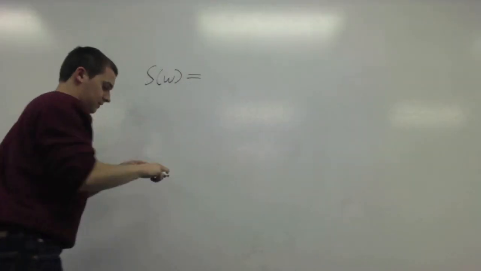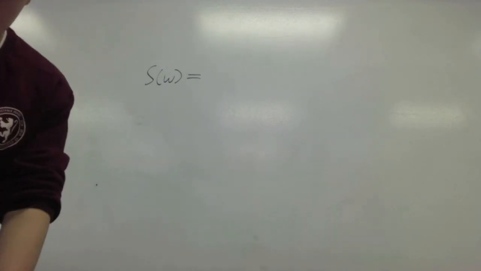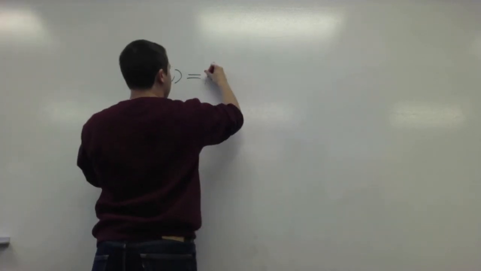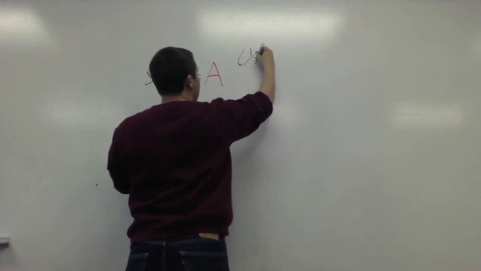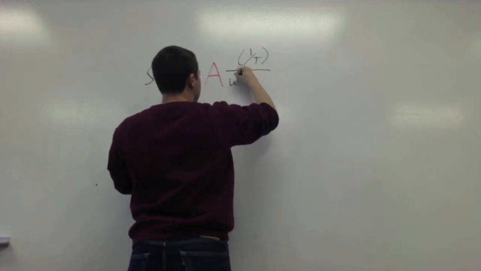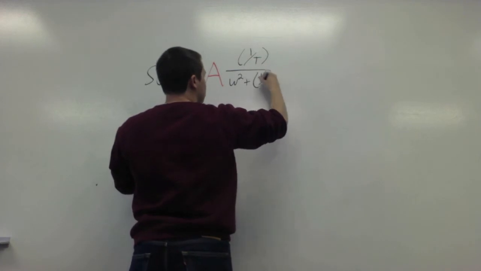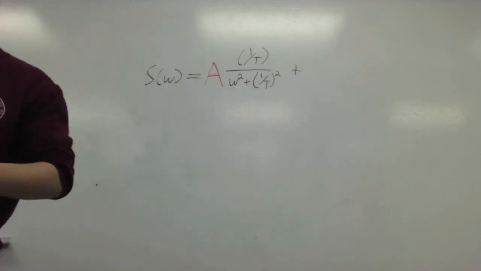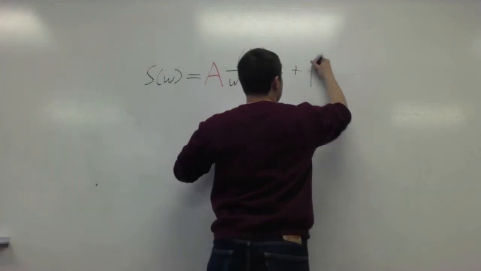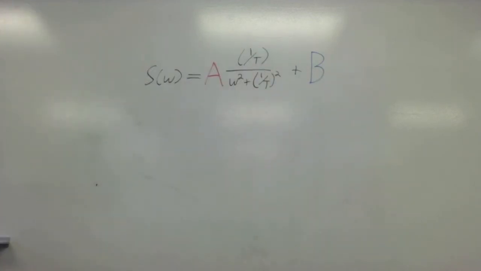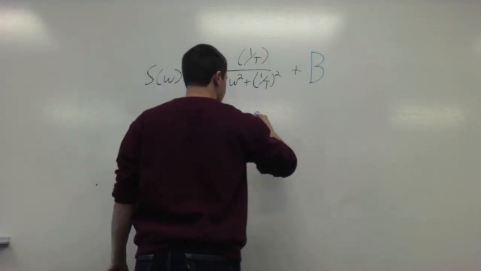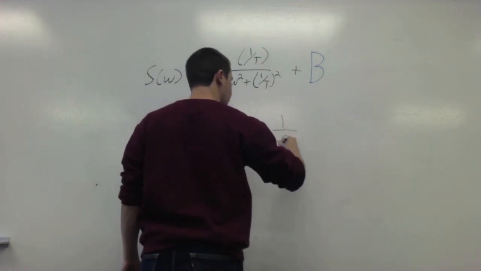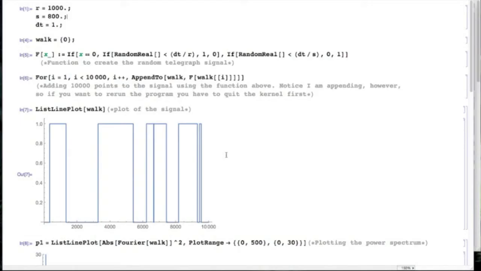This derivation produces a result for the spectrum that goes by the following. A constant A multiplied by an inverse time constant, 1 over t, all over the quantity omega squared plus 1 over t squared, plus another constant b. The important thing to take away from this is the 1 over omega squared relationship that we should expect to see in any numerical simulation.